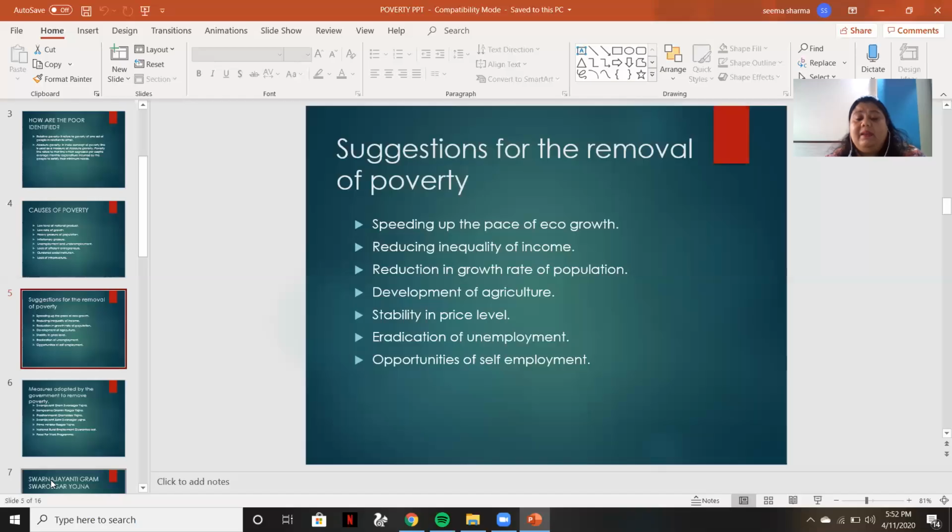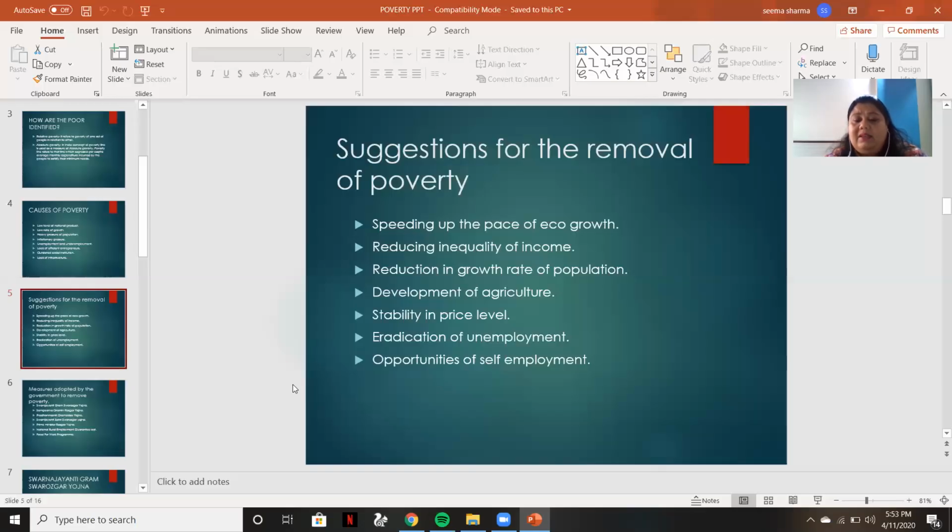Stability in price level: excess demand, inflation, deficit demand, deflation, both are harmful for an economy. So it is very important that the government should take steps to stabilize the price level so that basic necessities are affordable by the weaker sections of society as well. Then eradication of unemployment. Till and until employment opportunities are provided to all, I don't think India will be able to remove poverty, because poverty can be removed only when India has sufficient jobs or employment.